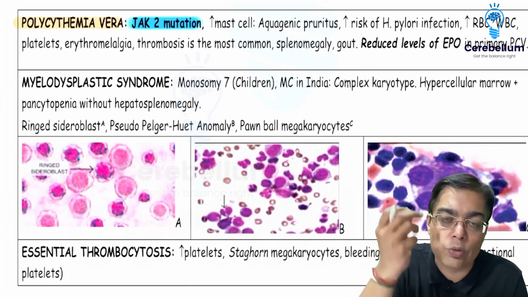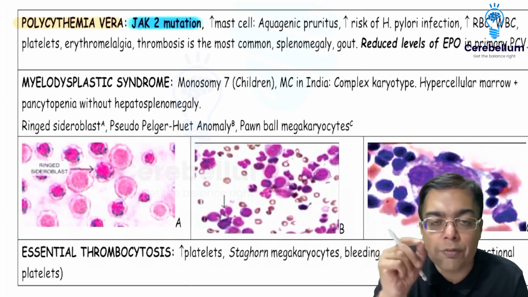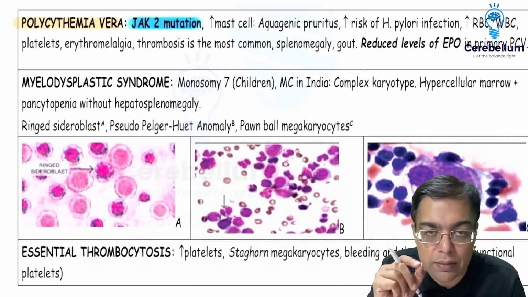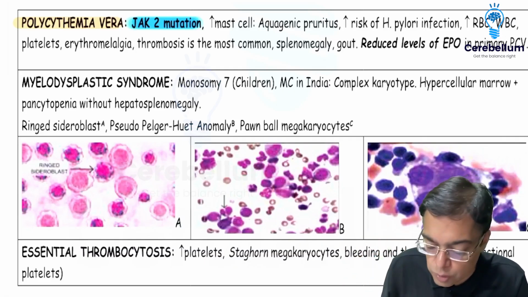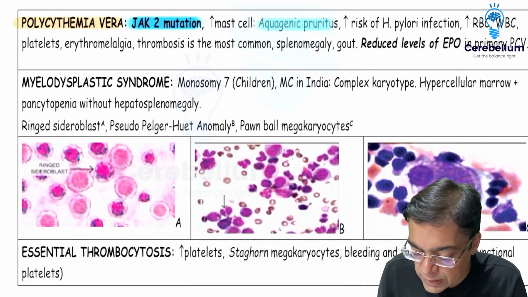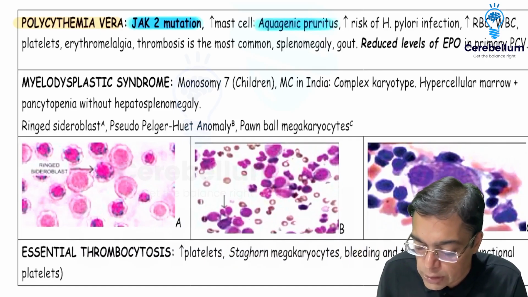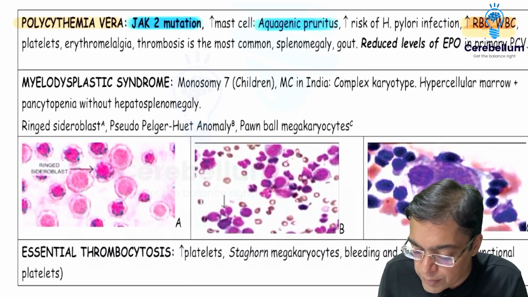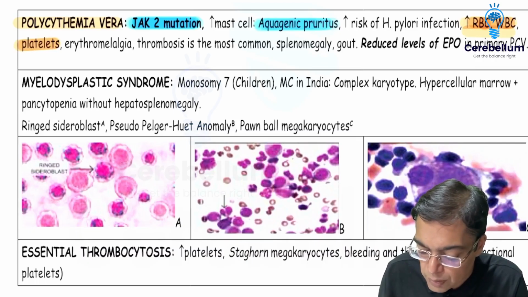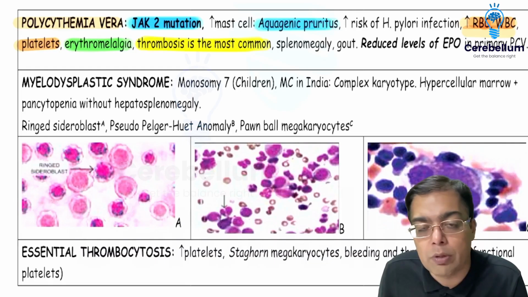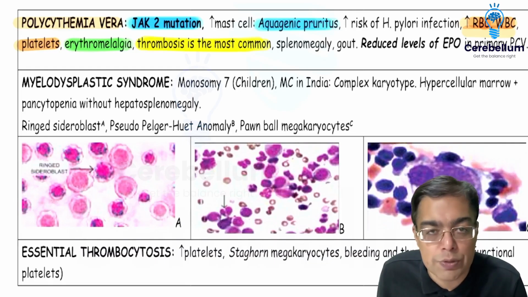A hot shower bath is actually responsible for causing release of histamine from the mast cells in the skin. So after having a hot shower bath, they have the presence of intense itching called aquagenic pruritus. Such patients also have an important finding that there is an increase in the RBCs, WBCs and platelets. These patients could have a discoloration that is given the name of erythromelalgia, and the problem that we encounter is altered functioning and hyperviscosity, because of which there is a high risk of development of thrombosis.